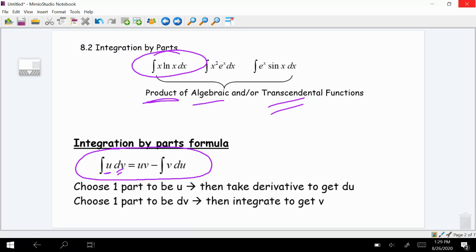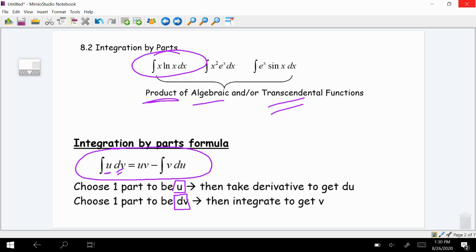So once we establish what our u is, and we're going to talk more about how do you know which one's which, like I don't want you blindly trying things and taking up too much time. Once you figure out what u is, then you have to derive it to get du. That's what du represents, derivative of u. Once you know what dv is, you're actually integrating to get back to v. So you're kind of going forwards with the u and backwards with the dv.